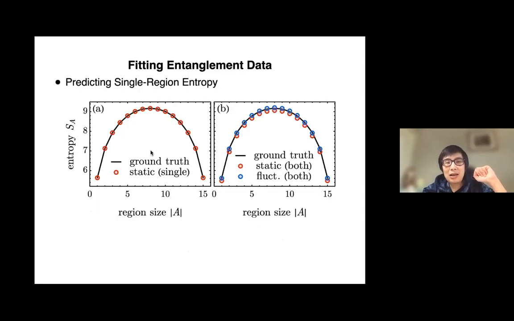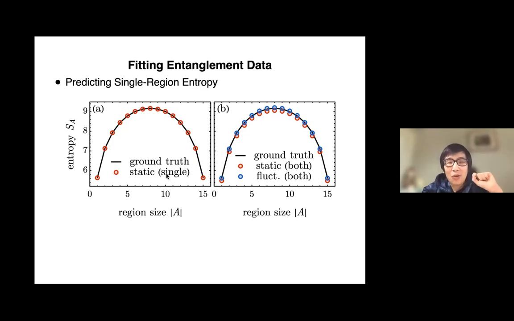So if we really look at pictures, this is the picture of a predicted single region entanglement. This is the region size, so we are talking about a single region, and this is the entanglement entropy. The black line is the ground truth, and the red dots are the model prediction. This picture is the model where we use a static model and train on single region data. So you can see the prediction is very good.